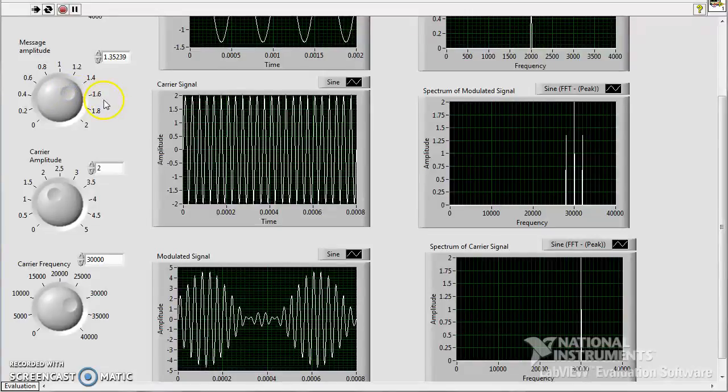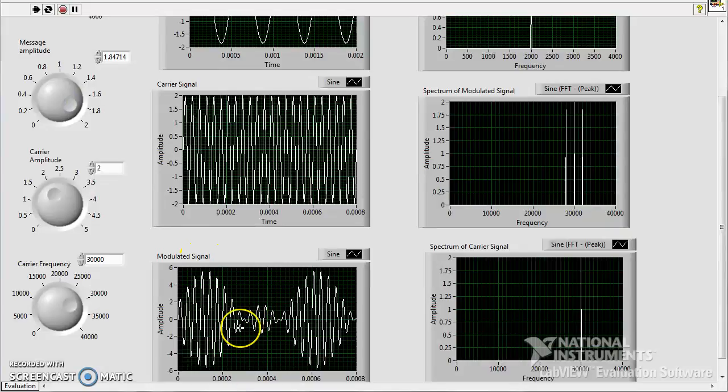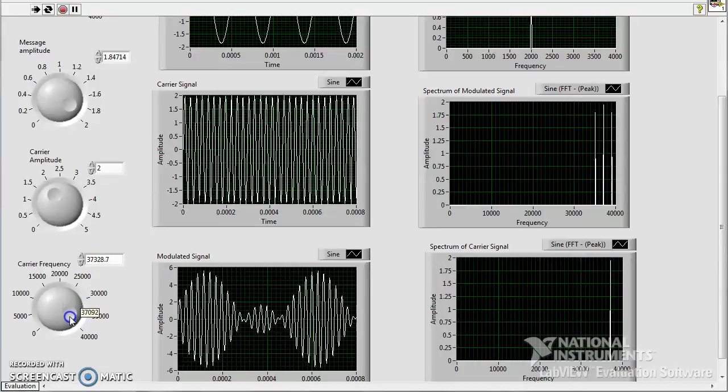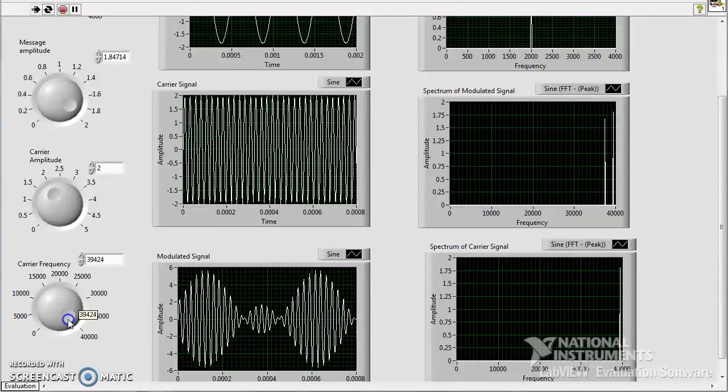Let me still increase the amplitude of the message signal. Check it out, what happens. Yes, which is indicating overmodulation. Still increase the amplitude of the message signal. Yes, you could see this overmodulation portion in the waveform of the modulated signal. Let me increase the carrier frequency so that you could see the envelope very clearly. Yes, this is the amplitude which is protruded because of the increase in the message amplitude compared to the carrier amplitude.